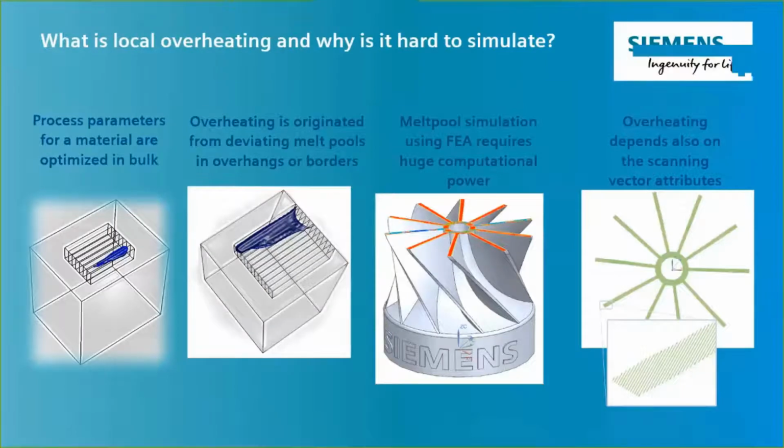So overheating at such a small scale is honestly difficult to simulate because it must take into account the physics of the melt pool. And of course, there are a lot of variations that can affect the melt pool, such as the deposition path, what we call the hatching strategy, as well as machine parameters like laser power and dwell time.